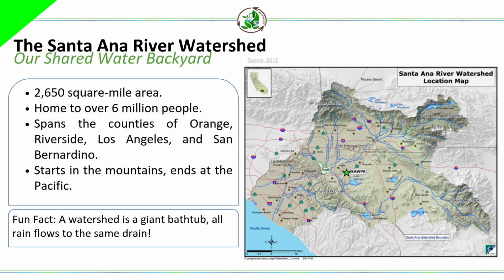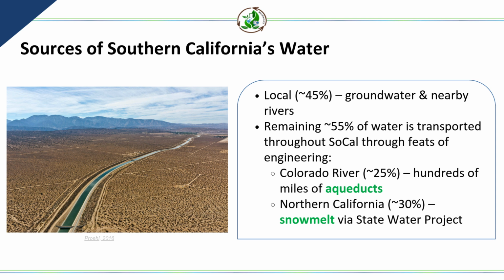Here's a fun way to think about it. A watershed is like a giant bathtub. All the rain that falls in the area eventually flows to the same drain, which is the river. Understanding watersheds helps us see how water moves across our region and why everyone's actions, from cities to farms, affect our shared water supply.